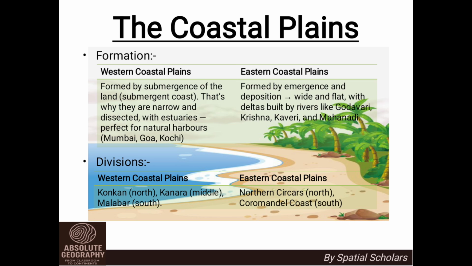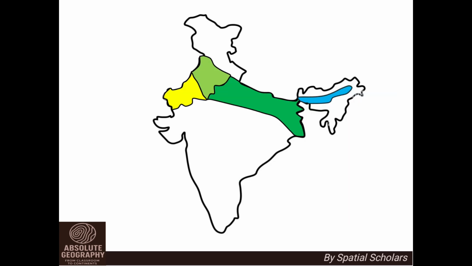Western coastal plains are narrow and uneven, extending from river Tapi to Kanyakumari. It has sandy beaches, natural harbors and is famous for backwaters. Eastern coastal plains are wider, they have fertile soil and extend from Ganga Delta to Kanyakumari. Talking about the divisions of these plains, western coastal plains are divided into three parts depending upon the region. Basically, they are called by different names in different regions.